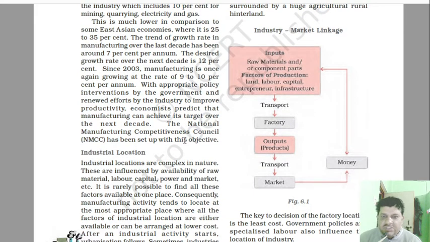Here is given one chart: industry and market linkage. Industry needs inputs like raw materials or component parts, and factors of production are needed, like land is needed for industry, labor is needed, skilled and unskilled labor, capital investment is needed, entrepreneurship, means a person who is going to establish the industry, infrastructure like water facility, electricity facility, road facility, that is called infrastructure. All these are inputs. And transportation is needed, inputs are needed to be transported to the factory sites, and after the production it is still needed to be transported to the market. So industries should be linked with the market.